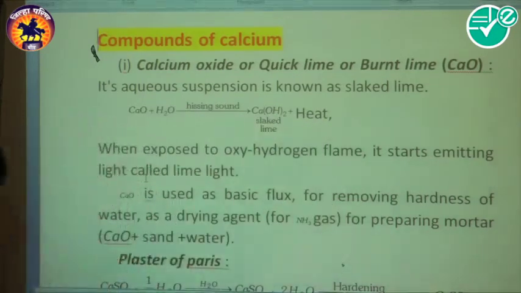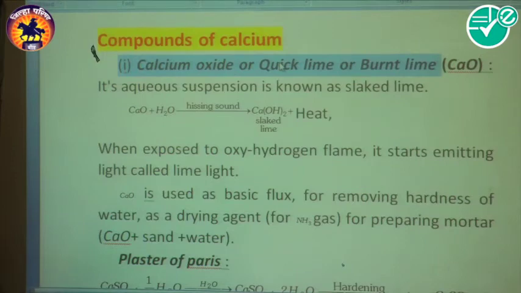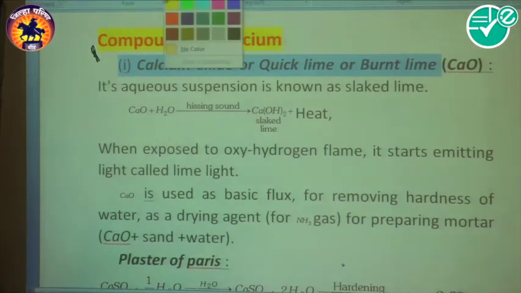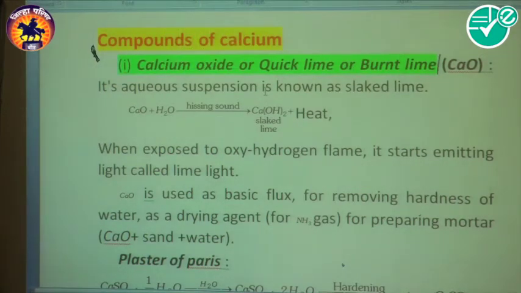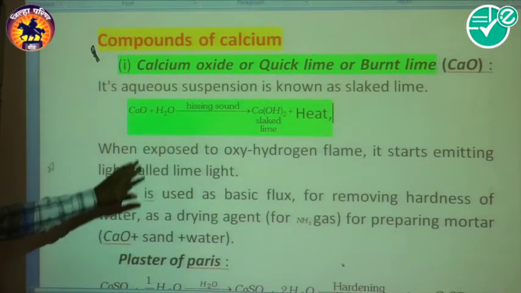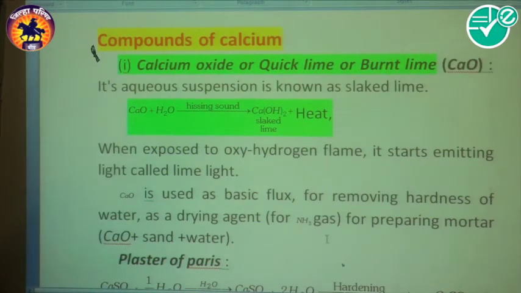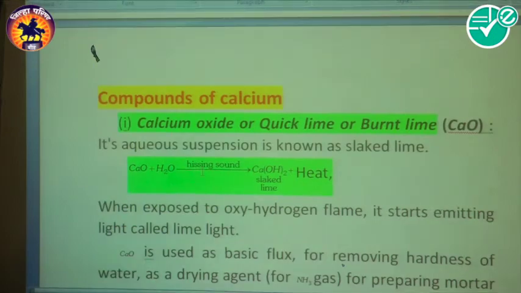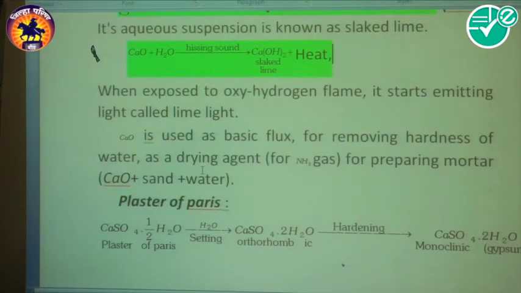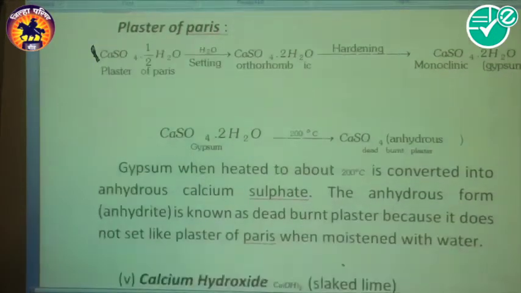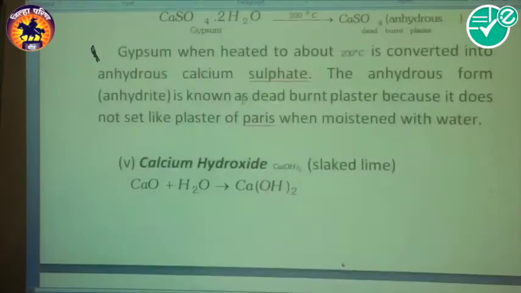The first one is calcium oxide. It is also called quicklime. How is it prepared? Its preparation is given downside, because here something is wrong. I missed that reaction, I think. Okay, it's a very simple reaction. I will show you, don't worry.